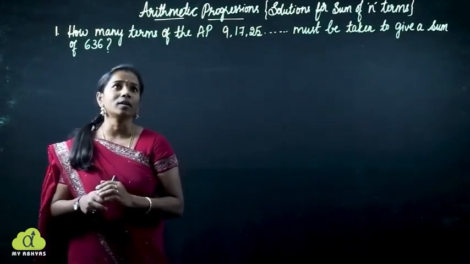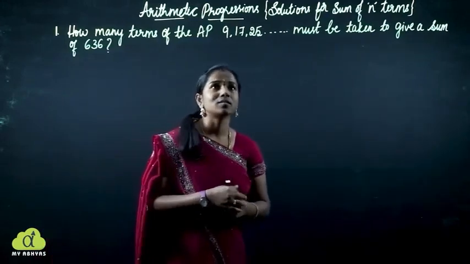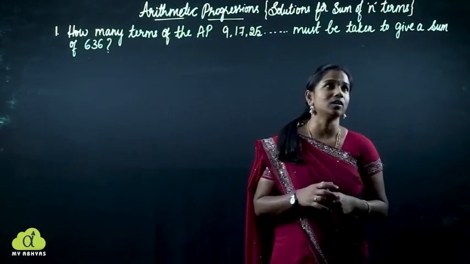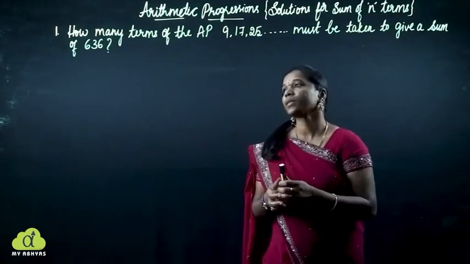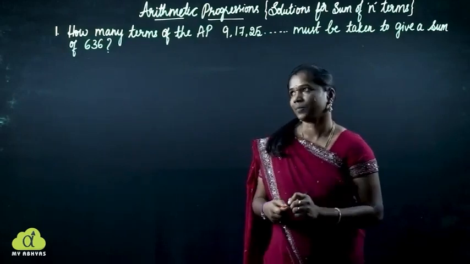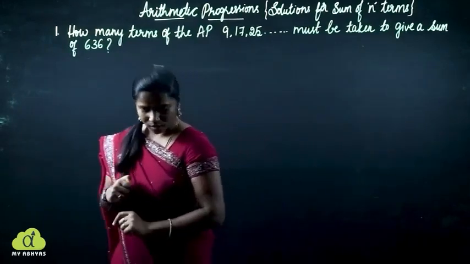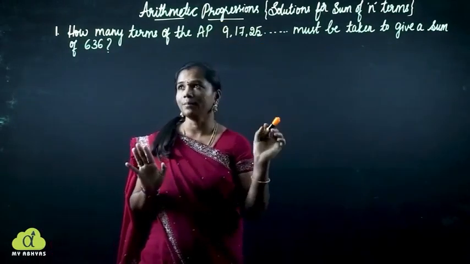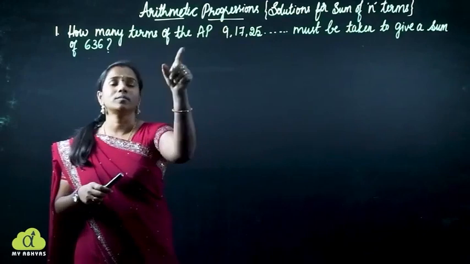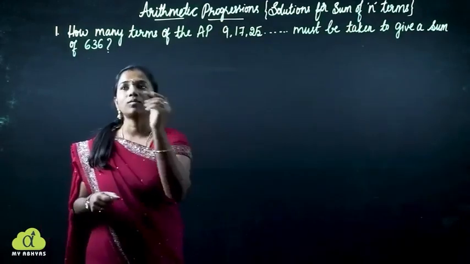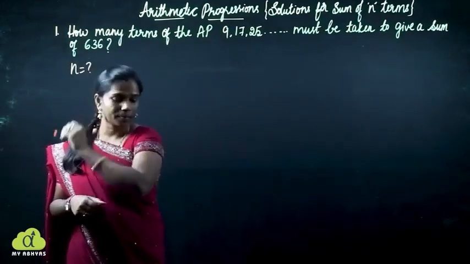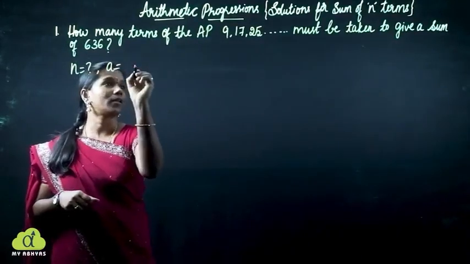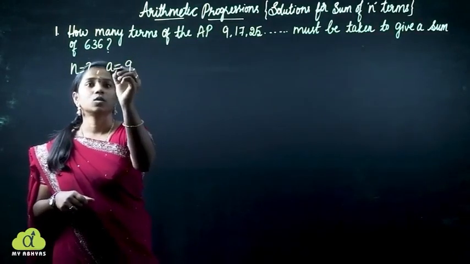How many terms of the AP 9, 17, 25, and so on must be taken to give a sum of 636? Now look at this problem. The AP is already given. We have to find out how many terms of the AP, that means we have to calculate the n value. And what is a here? The a value is 9.